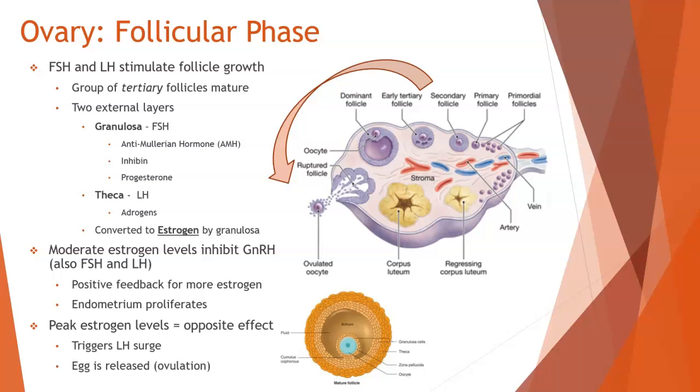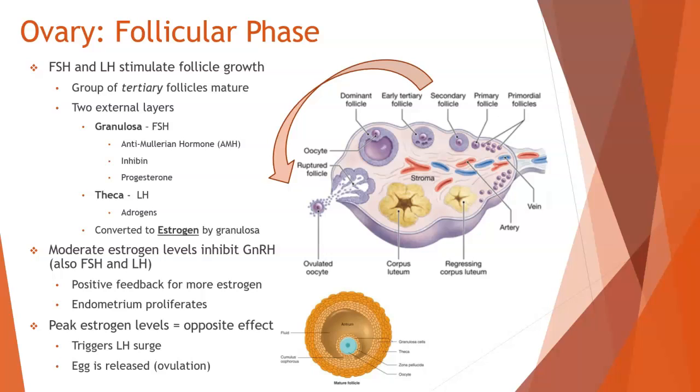Estrogen is the dominant hormone of the follicular phase and can elicit a variety of effects depending on its concentration and target location. First, it stimulates the uterine lining to begin proliferating. Then, at low to moderate levels, it inhibits GnRH and by extension FSH and LH. Simultaneously, it creates a positive feedback loop in granulosa cells by stimulating them to produce even more estrogen.